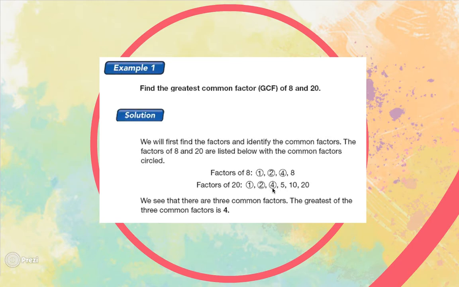And so we circle the ones that they have in common. 1 and 2 are common, and also 4 is common between the two. Now, 8 is not a factor of 20, so 8 is not our greatest common factor. The only factor that we have in common, and that's the biggest between the two, is 4.